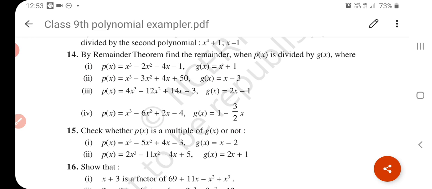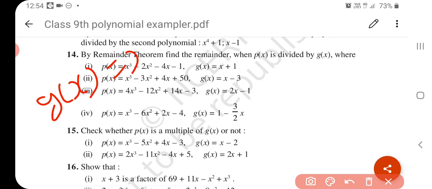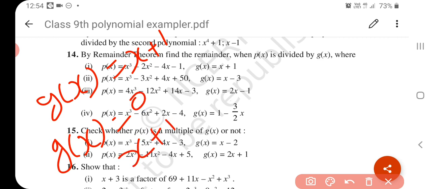If question is px is equal to x cube minus 2x square minus 4x minus 1 and gx is equal to x plus 1. So first of all you put gx is equal to x plus 1 and gx is equal to 0. So x plus 1 is equal to 0.